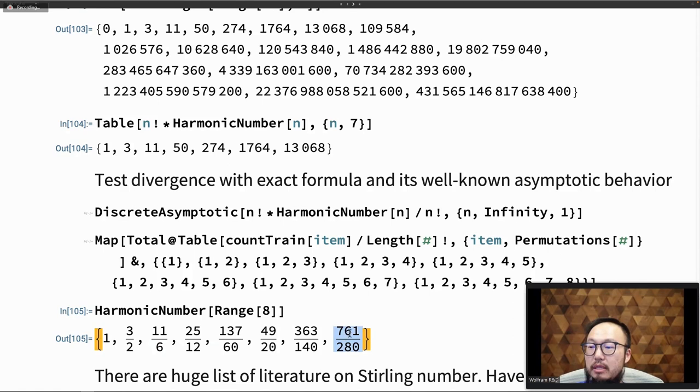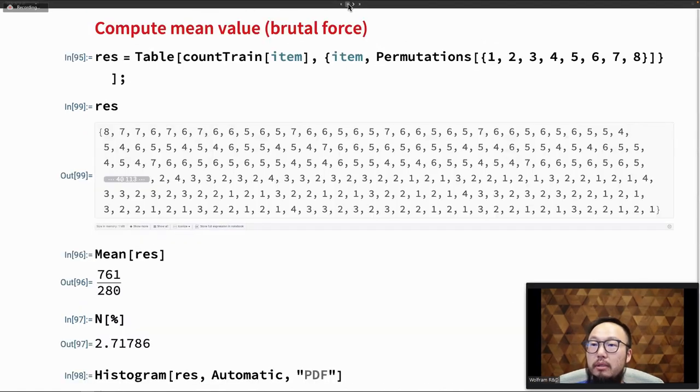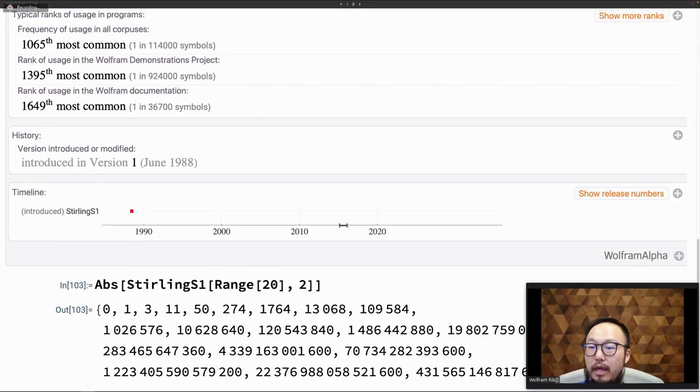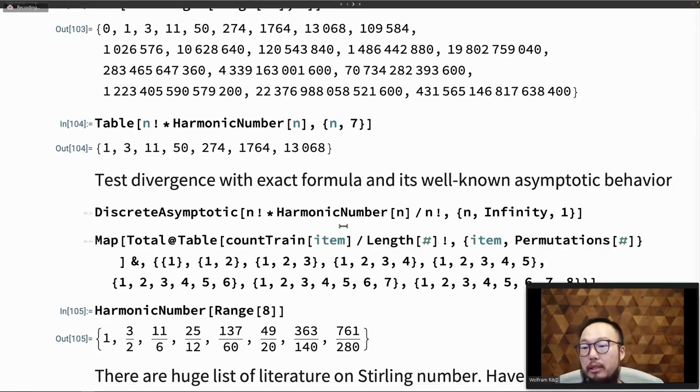You can see 761/280 for eight trains. So this will give you the solution for that. And what's more importantly here is the average actually diverges, right? Because this is a well-known property of harmonic numbers. It diverges very slowly, at the rate of log n. But it diverges. So that's something you can learn from. You can immediately point that out for the problem.